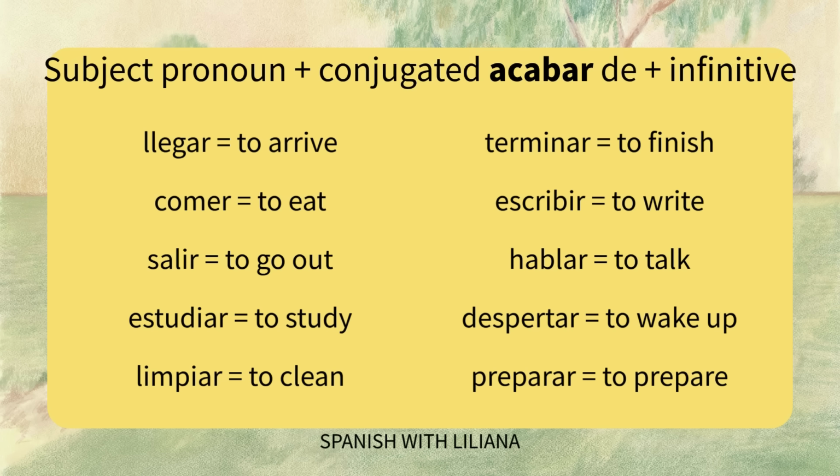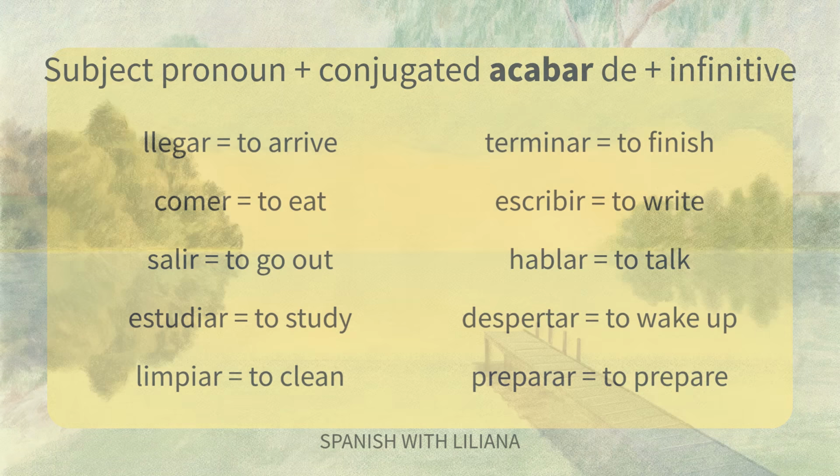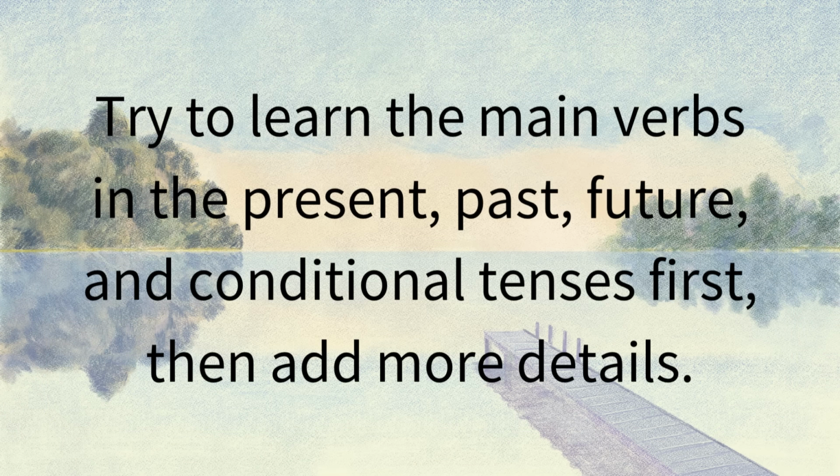But first, learn the structure. The pronoun plus acabar de plus the infinitive verb. Learn that. Try to learn the main verbs in the past, future, and conditional tenses as well, and then learn the infinitive verbs. That will allow you to create hundreds of sentences without having to memorize all of the verbs. Just with these 5 structures, you'll be able to say and understand a lot of Spanish.